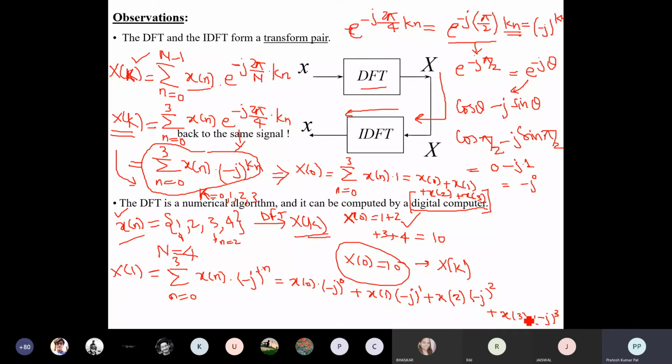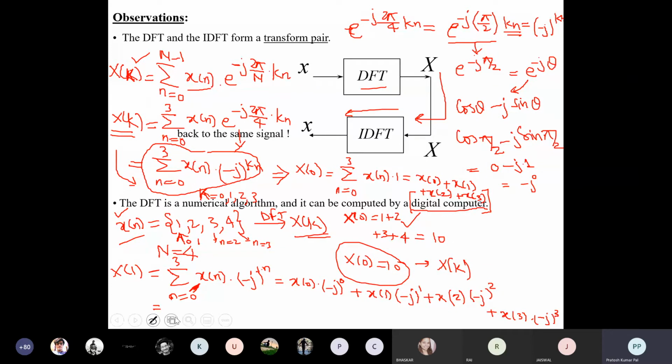Okay, so we expanded this summation. So after expanding we will be getting this as the expression. Now we will put in the values and calculate it. What is x of 0? We know x of 0 here. This is for n equals 0, this is 1, this is n equals 2 and this is for n equals 3. Okay, we know this.